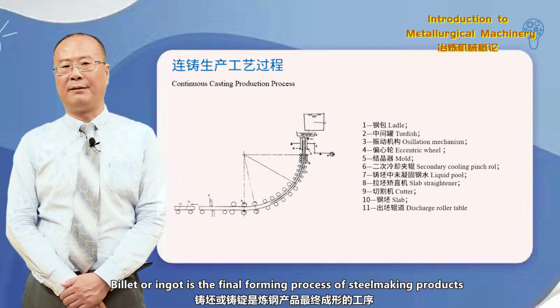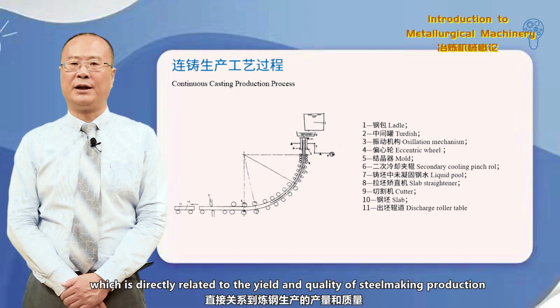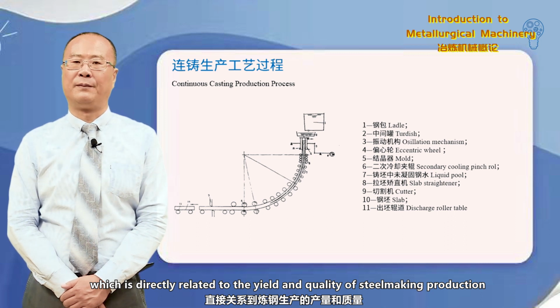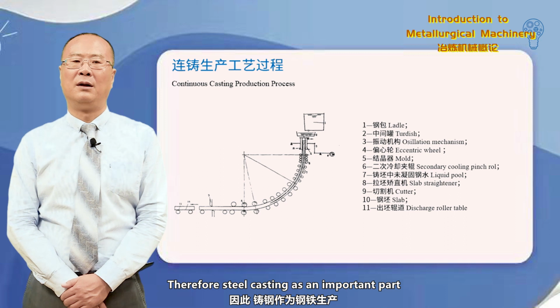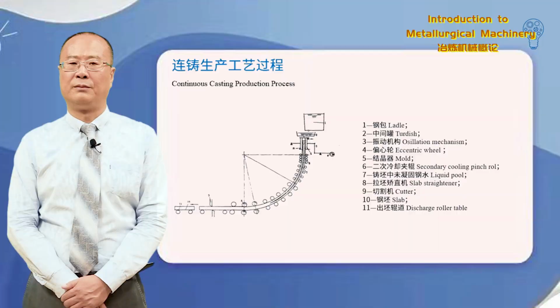Billet or ingot is the final forming process of steelmaking product, which is directly related to the yield and the quality of steelmaking production. Therefore, steel casting is an important part of the steel production process and needs to be strictly controlled.